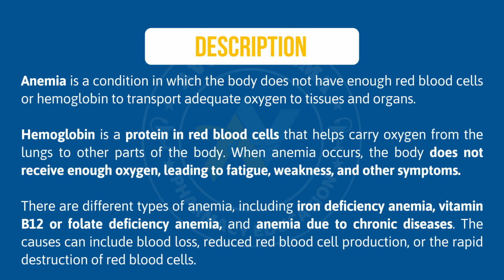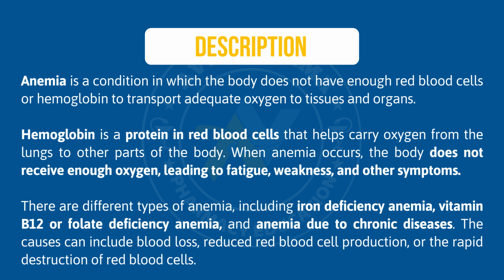Description: Anemia is a condition in which the body does not have enough red blood cells or hemoglobin to transport adequate oxygen to tissues and organs. Hemoglobin is a protein in red blood cells that helps carry oxygen from the lungs to other parts of the body. When anemia occurs, the body does not receive enough oxygen, leading to fatigue, weakness, and other symptoms.